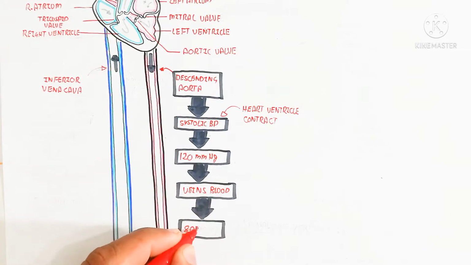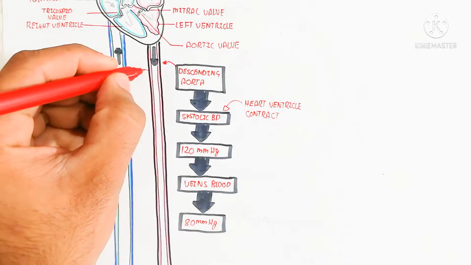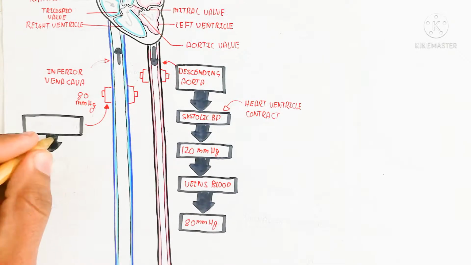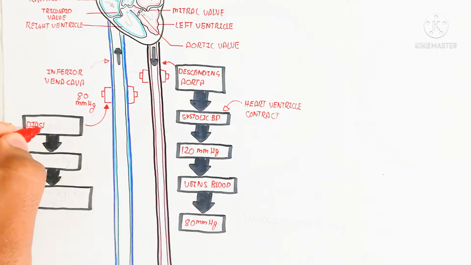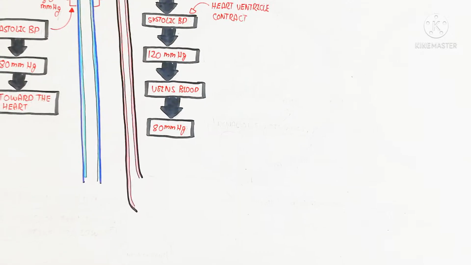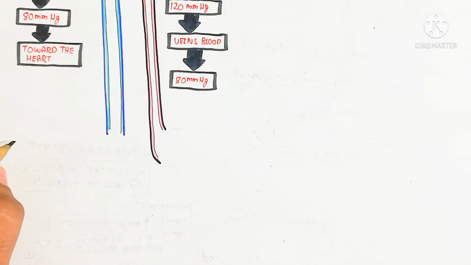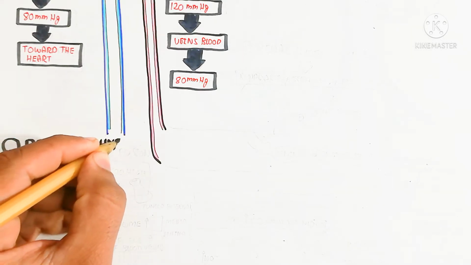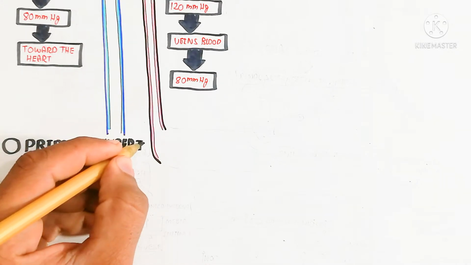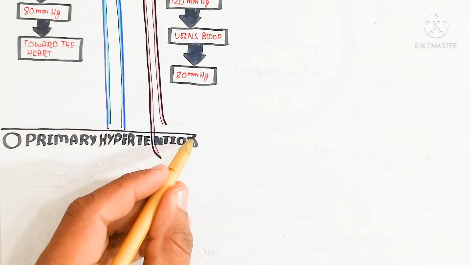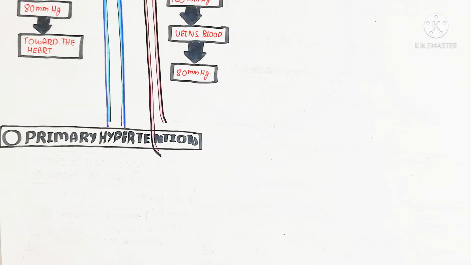So in the descending aorta, the systolic blood pressure will be high because the heart ventricle contracts, so that is why it is about 120 millimeters of mercury, and the venous blood toward the heart is about 80 millimeters of mercury. So this is the diastolic blood pressure, 80 millimeters of mercury. So remember that. Why will the aortic pressure or systolic pressure be high? Because the heart will pump more tightly for transmission of the blood throughout the body.